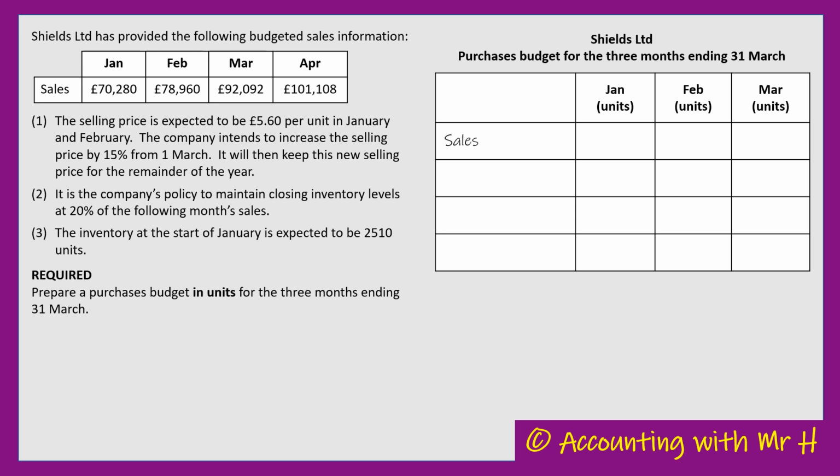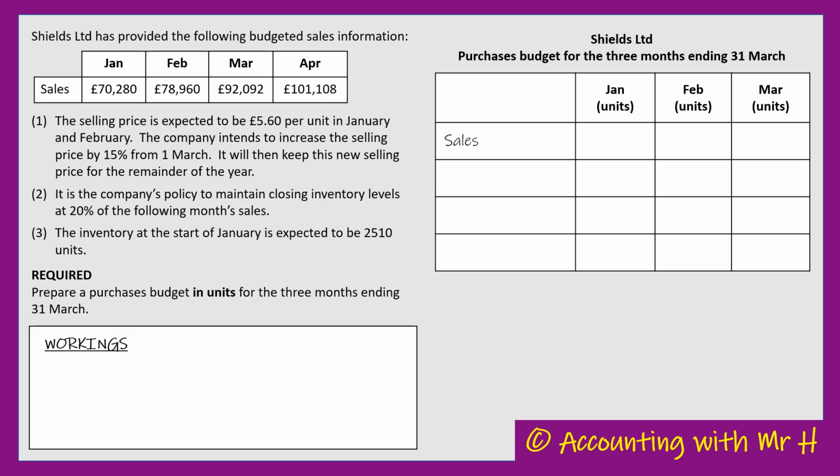I'm going to start with the sales. That's always going to be logical for a purchases budget. If I'm trying to work out how many goods I need to purchase, well, surely a logical starting point is how many do we think we're going to sell. So the sales would always be at the top, the first row of a purchase budget. And then I need some workings then, like I said a moment ago.